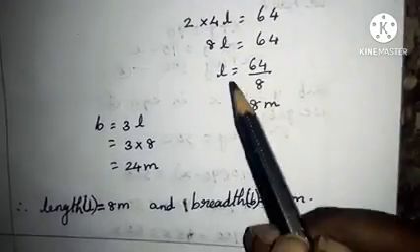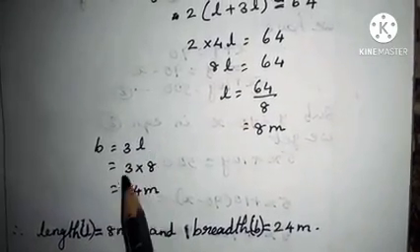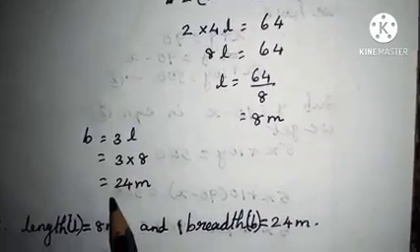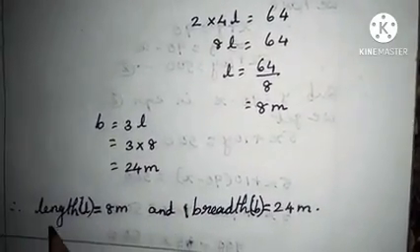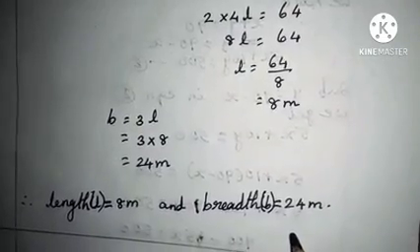If the length is 8 meter, then the breadth is equal to 3 times L, that is 3 into 8. We get the answer as 24 meter. Therefore, the length of the rectangle is 8 meter and the breadth of the rectangle is 24 meter.